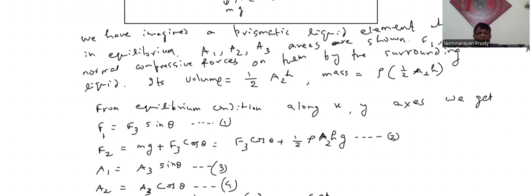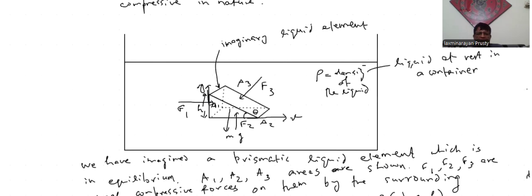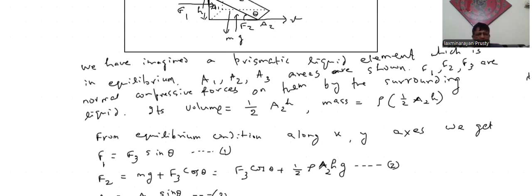Again, I'm showing the diagram. This vertical area A1 is the sine component of the slant area A3. As you can see, A3 sine theta will be A1. Similarly, A3 cos theta will be A2. It's a very simple observation in geometry. I wrote it very specifically: A1 is A3 sine theta, A2 is A3 cos theta.